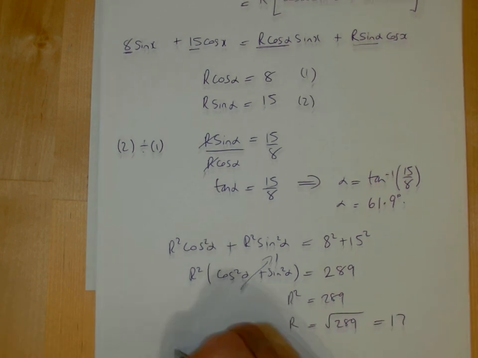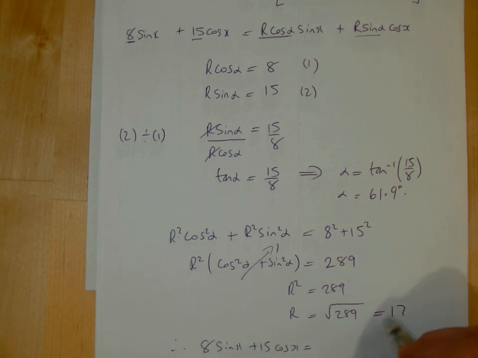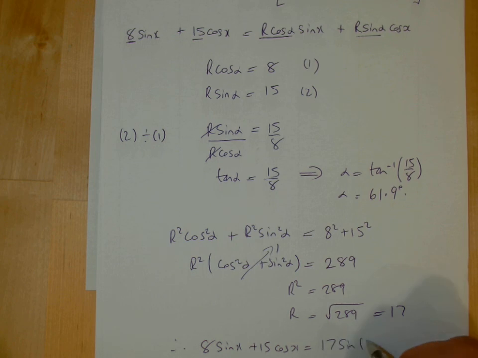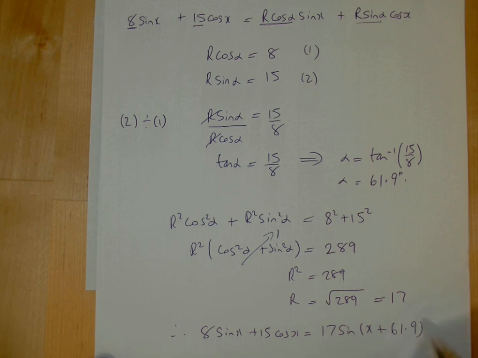Okay, so therefore, 8 sine x plus 15 cos x is equal to R, which is 17, sine of x plus alpha, which I've got to be 61.9. So we've expressed it in the form R sine x plus alpha.